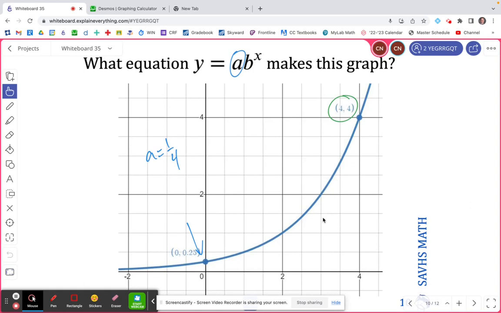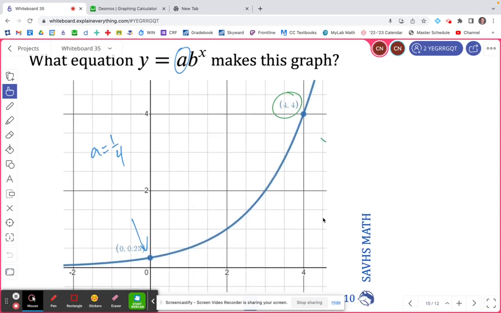So I know right now that I have y equals 1/4 b to the x. Well, I have this coordinate right here. So this is the x value and this is the y value. So let's put in 4 for y and 4 for x.